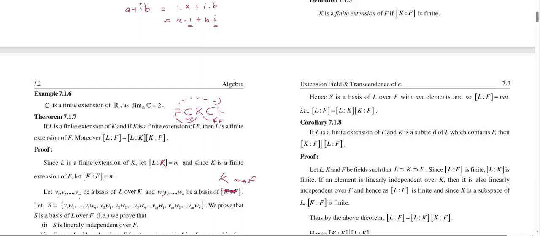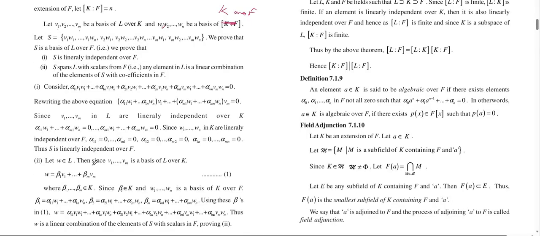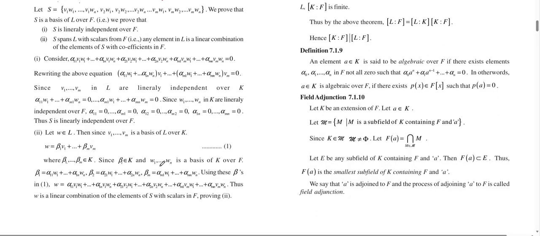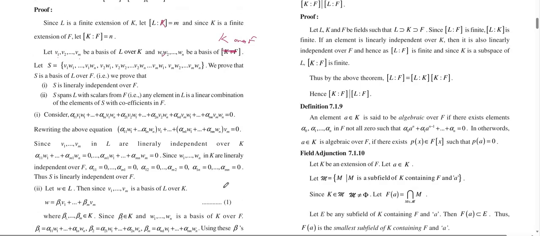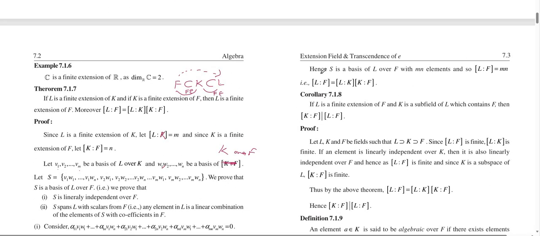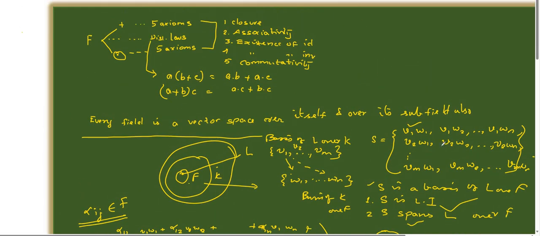So you have x in a linear combination with scalars. So that proves the second part, and therefore S is a basis of L over F with mn elements. How many elements are there in the basis? There are mn elements in this basis. So the dimension of L over F is mn.